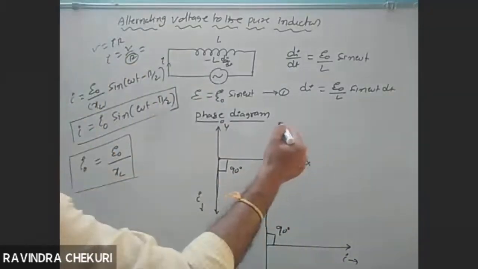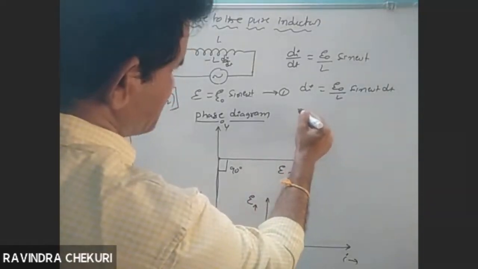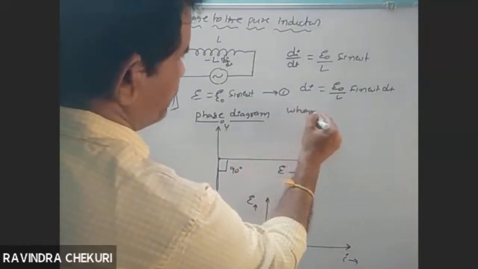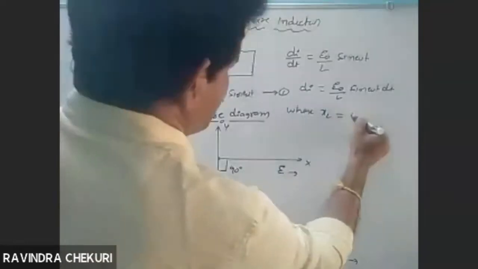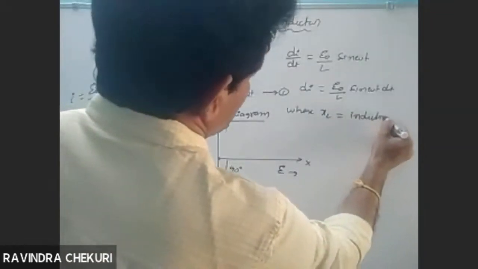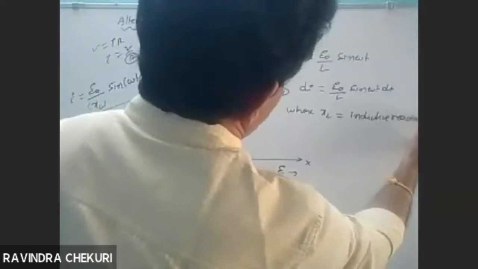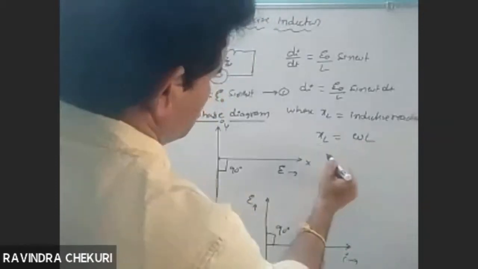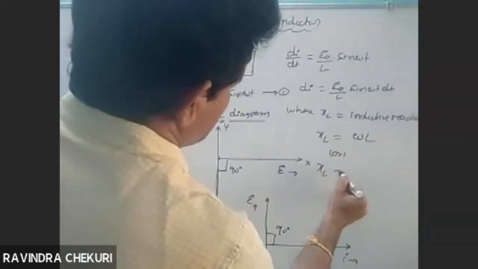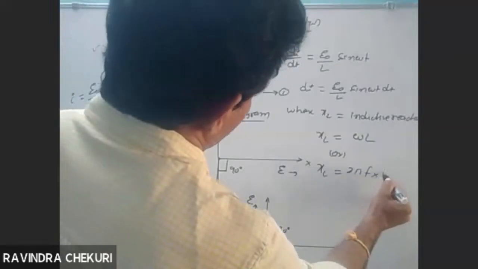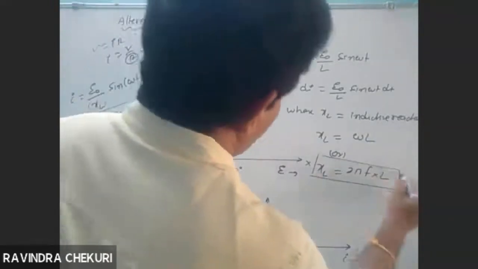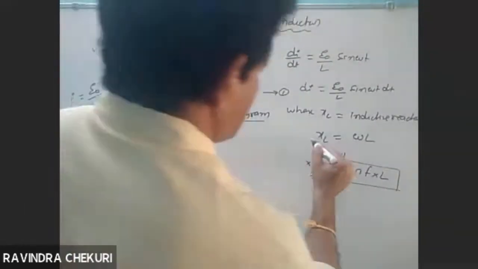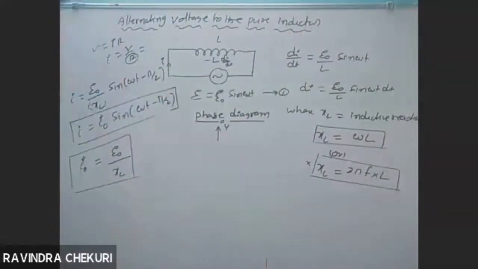Okay, so what is this? This is inductive reactance, not capacitive. XL is equal to inductive reactance. XL is equal to omega L, and what is omega? Omega is 2 pi f. So XL is equal to omega L, or XL is equal to 2 pi f into L.